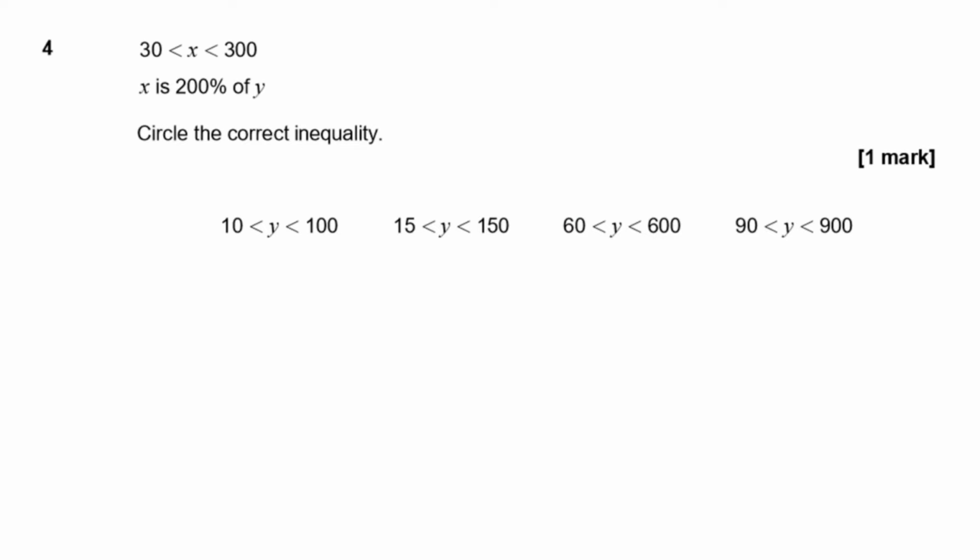Question 4. x lies between 30 and 300. x is 200% of y. Circle the correct inequality. Okay, so if x is 200% of y, then y is going to be smaller than x, isn't it? It's going to be half as big. Whatever y is, x is double it. So whatever x is, y is half it then. So if I've got 30 is less than x, which is less than 300, and I divide everything by 2, I'm going to get 15 is less than y, which is less than 150. Which is that one there, isn't it?